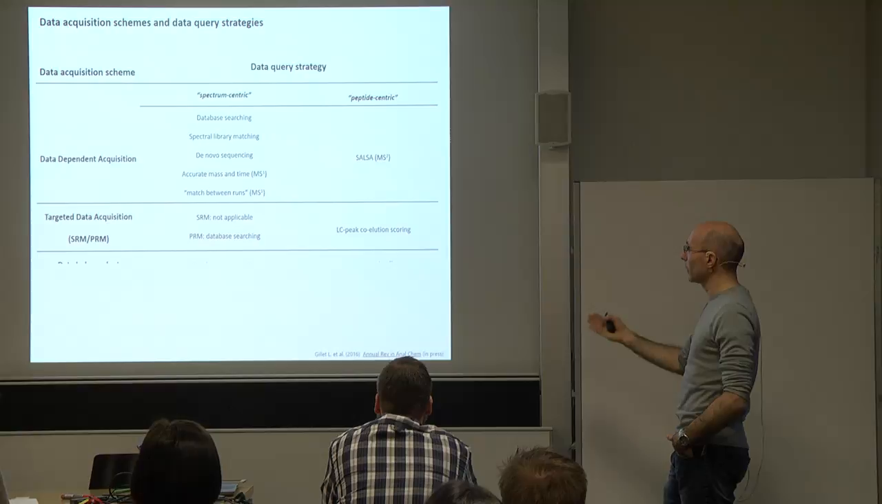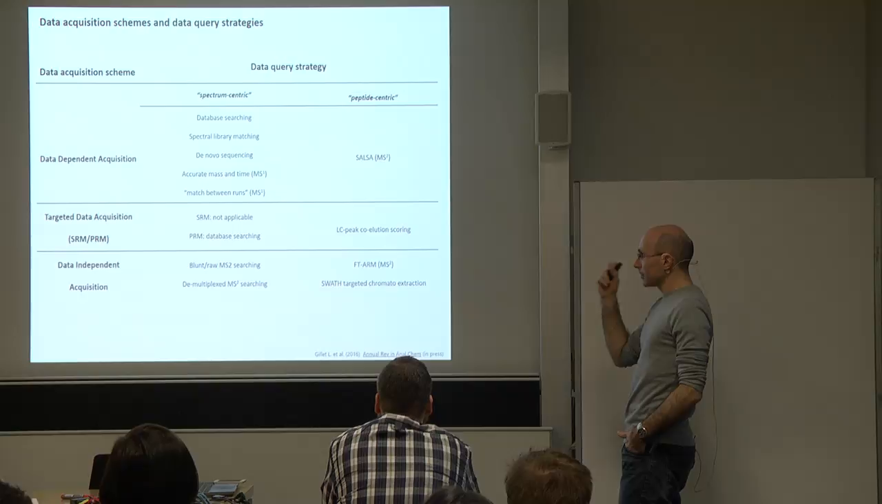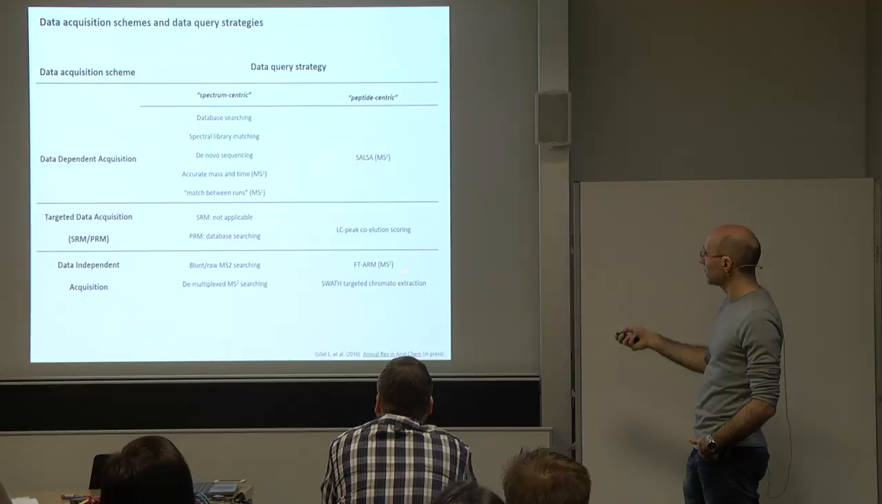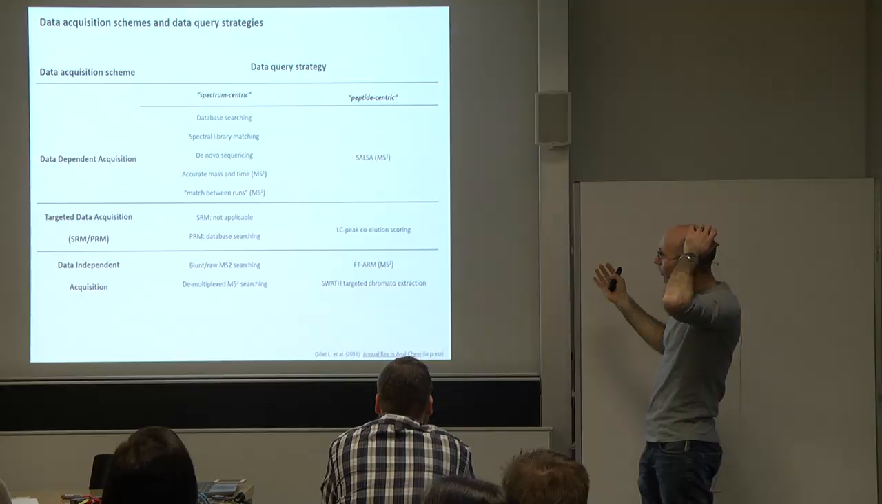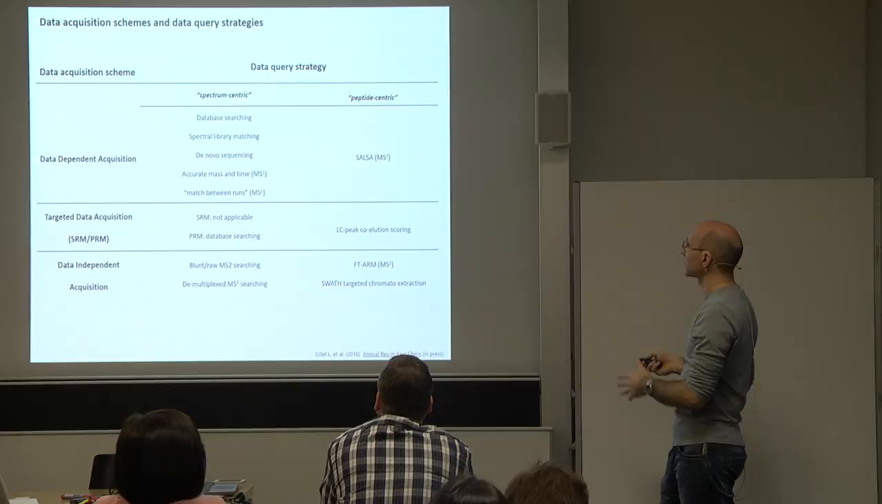And then you have data-independent acquisition, where you can do both. I showed you examples where people interrogated the MS/MS spectra in the MS/MS dimension using raw MS2 searching or demultiplexed MS2 searching, and where people now use peptide-centric querying strategies like FTRM or SWATH-targeted chromatographic extractions. So this summarizes all existing data acquisition modes of the machine and all existing data querying strategies that have been developed so far in proteomics.